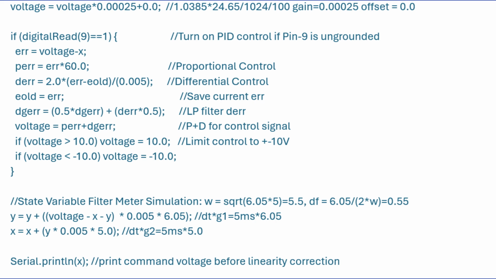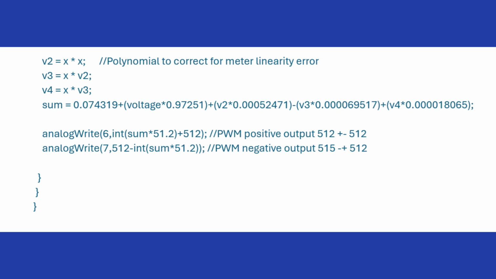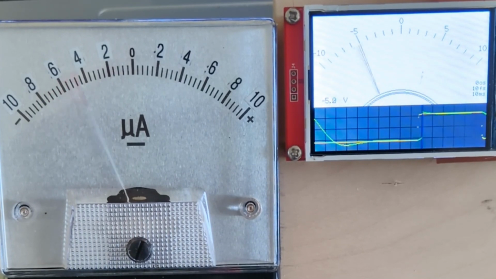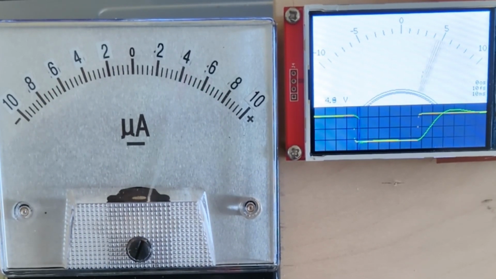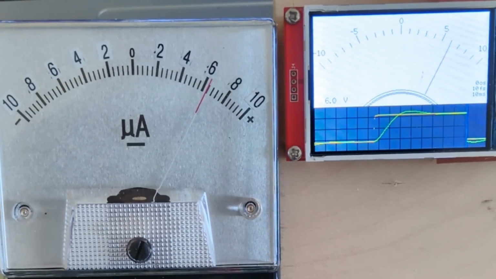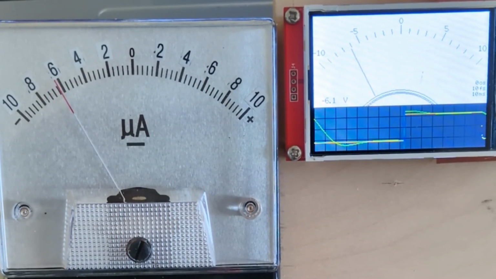The state variable filter simulates the meter dynamics. Finally, the simulated meter output is printed to serial out. The command signal is sent through the linearizing polynomial, then out to the PWM pins. A plus and minus 6 volt step response with no PID control. The real meter is on the left and the simulated meter on the right.